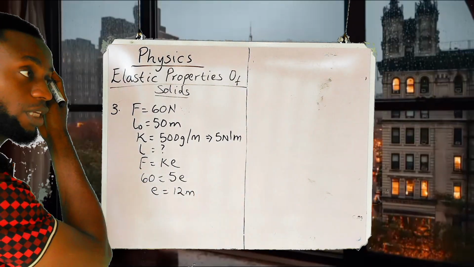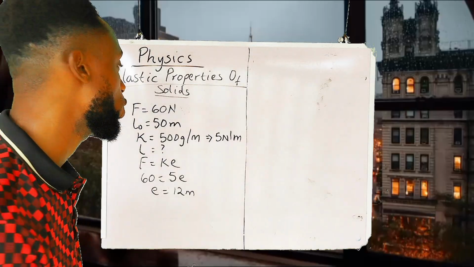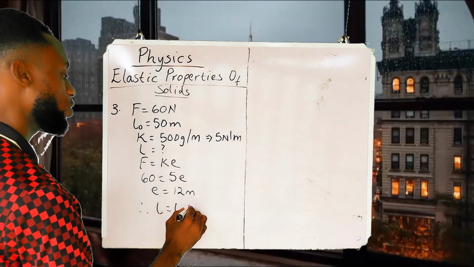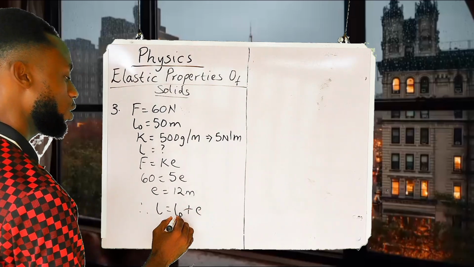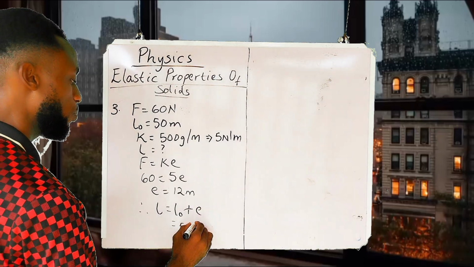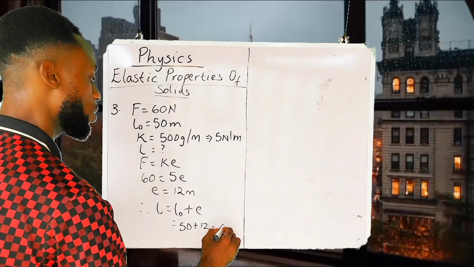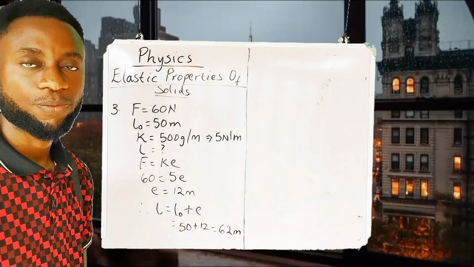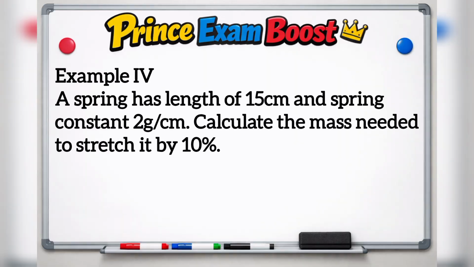But they didn't ask for the extension, they asked us for the length it will stretch to. So therefore, to find the length, we will use the original length added to the extension that we have solved. So this becomes 50 plus 12. That gives us 62 meters. Let's look into the next question. Okay, this particular question is quite exciting.